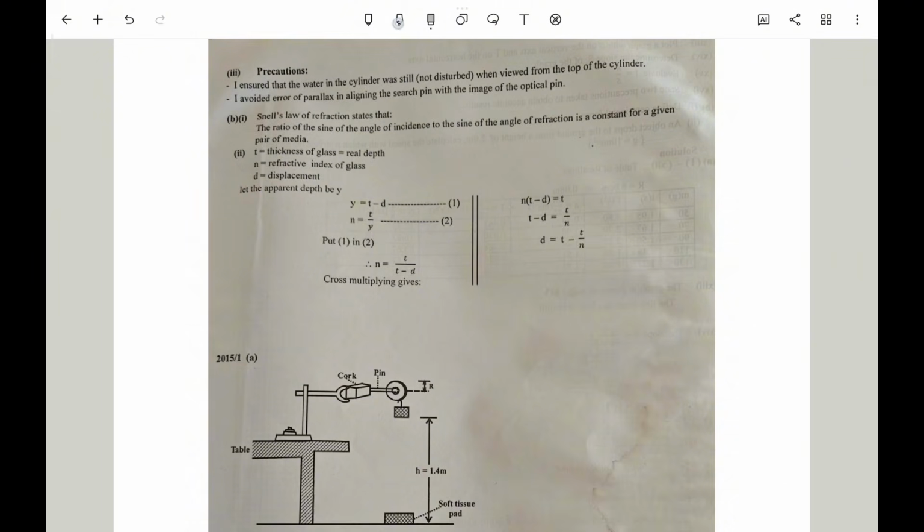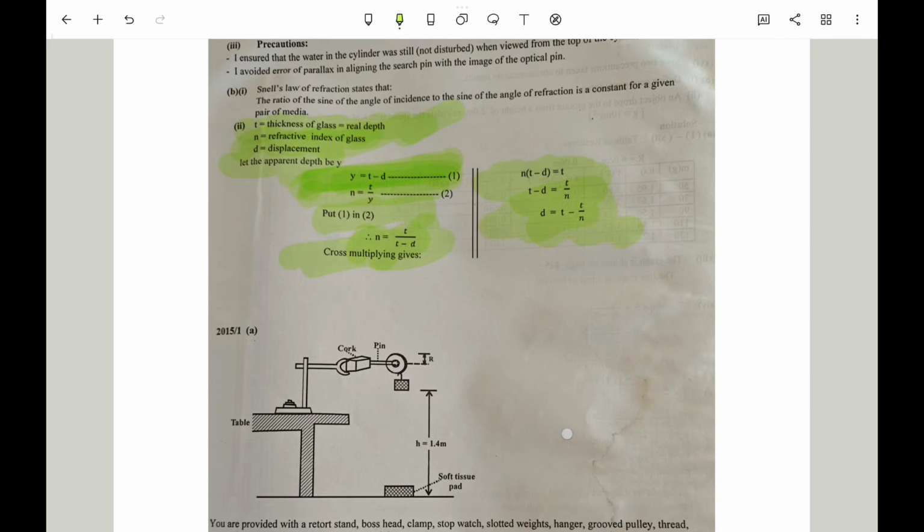Then your thickness T of glass is the real depth from that question. Your N is your refractive index of glass, your D is the displacement. Let the apparent depth be this. If you're able to solve this, you solve them simultaneously. If you put equation 1 into equation 2, you have N equals T over T minus D. Cross multiply, you now have N into T minus D equals T. T minus D equals T over N. Then D equals T minus T over N. Is that clear? So take note of this particular part.